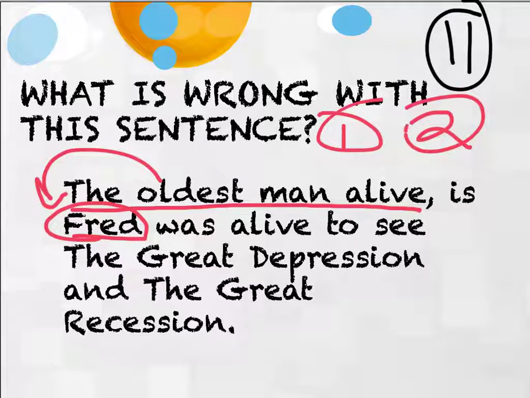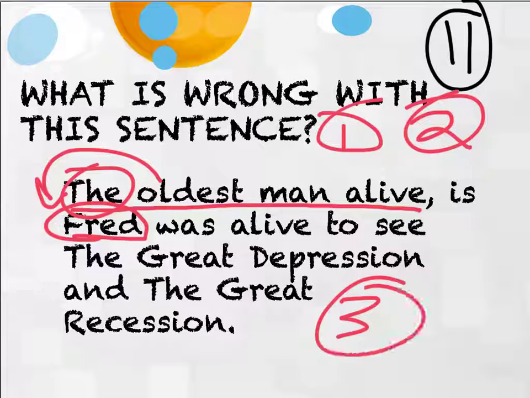Rule number 2, it usually starts with a or the. Well, there is the, so it's got rule number 2. Rule number 3, it must be followed by a comma. Boom, there's a comma there. So far we followed the first 3 rules. But watch when we do rule number 4.